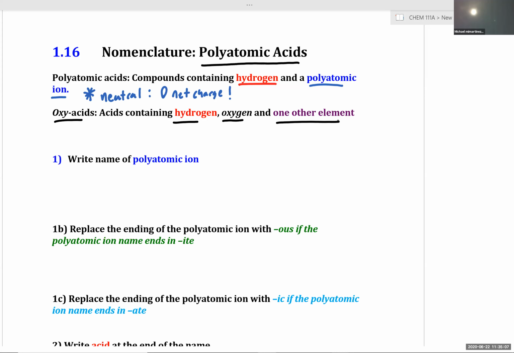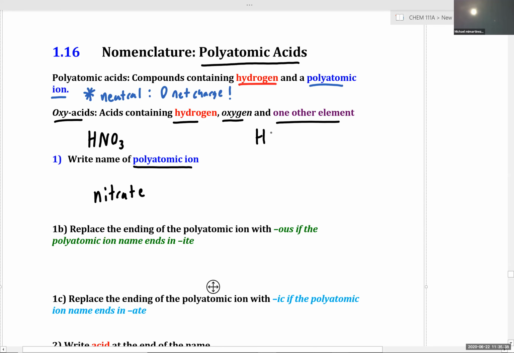So let's look at how we name a polyatomic acid. Let's look at the example of HNO3. In this case, first and foremost, you write the name of the polyatomic ion. So we'd call this nitrate. As our second example, let's look at HClO2, which is chlorite for our polyatomic ion.